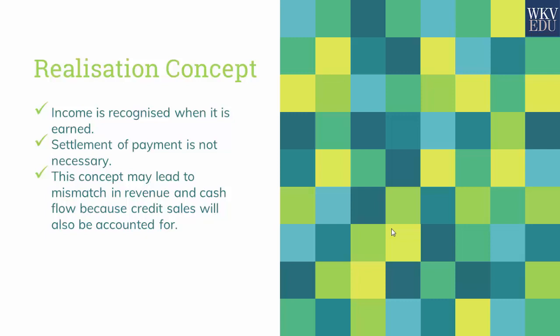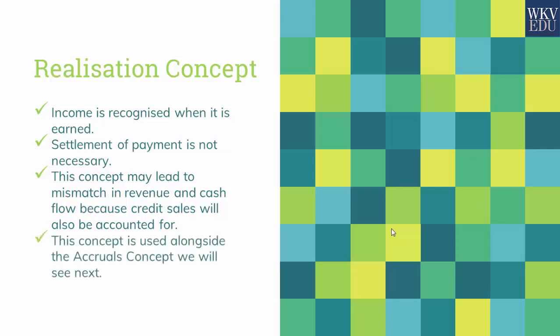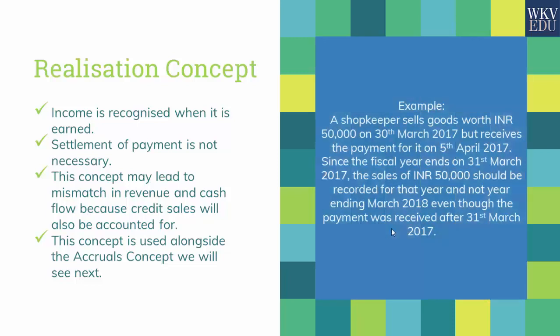So this is where the cash flow and profit mismatch occurs, due to the profit and loss account, which will take into consideration all the sales, whether they are credit sales or cash sales, to calculate the profit for that accounting period. However, the sales might not be equivalent to the amount of cash that is being generated because a large part of it might be on credit terms. This concept is used alongside the accruals concept, which we will see next. But before we go to the accruals concept, let us look at an example of the realization concept.